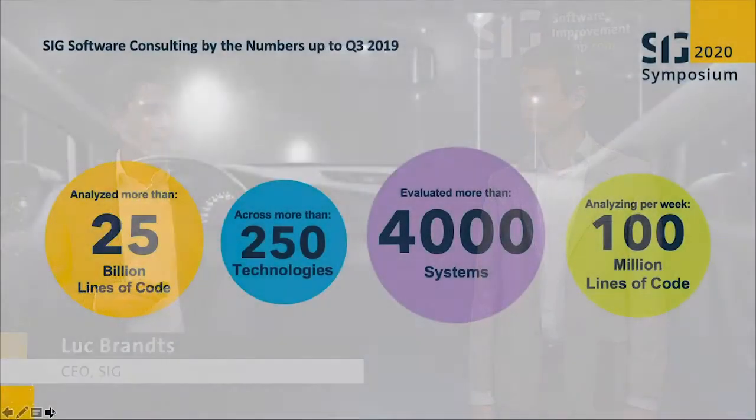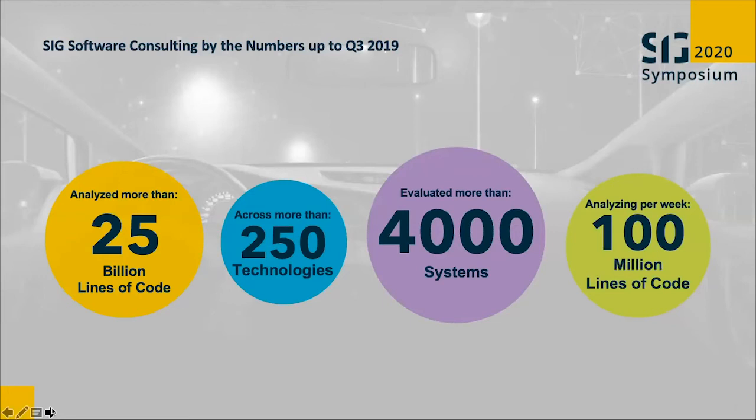So first look at our database. These were the numbers that we had when we did this for the first time: 4,000 systems analyzed, 215 different technologies, 25 billion lines of code. Today we're at 36 billion lines of code that we can take all this data from. So what we have is a great data set that we can look into and learn a lot from. We've added a lot in the last couple of months, and we'll continue to do so. As you see, 170 million lines of code coming in every week.